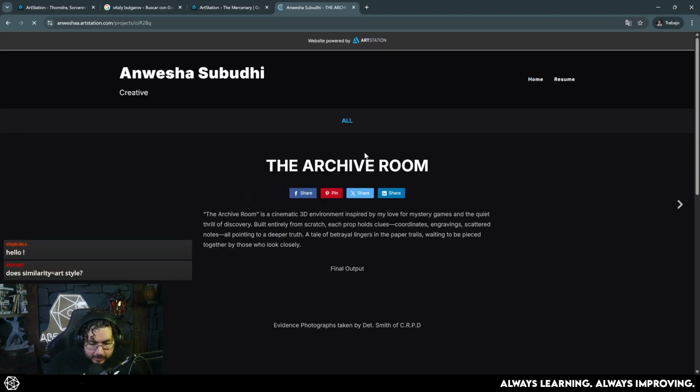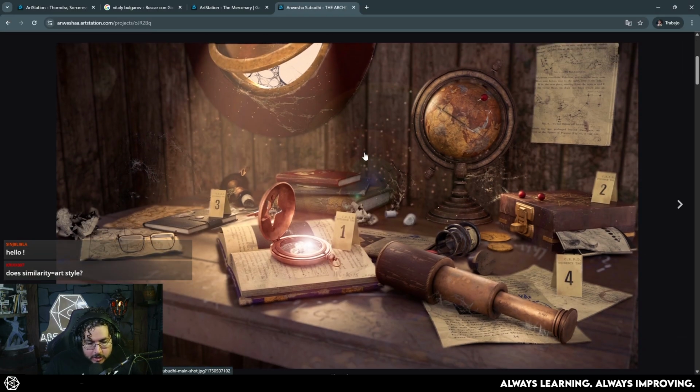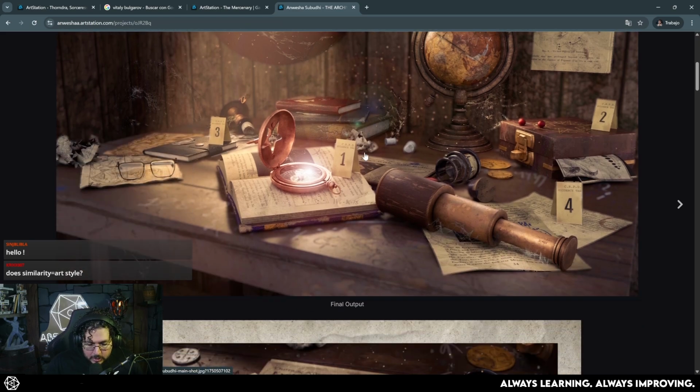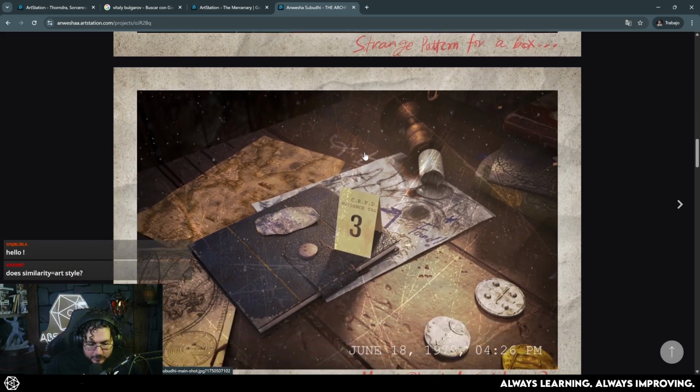So Anwesha, the final one that I want to check is this one right here. It definitely looks a lot nicer. I like the overall feel and the overall vibe on this one. I like the props, but it's too dirty.